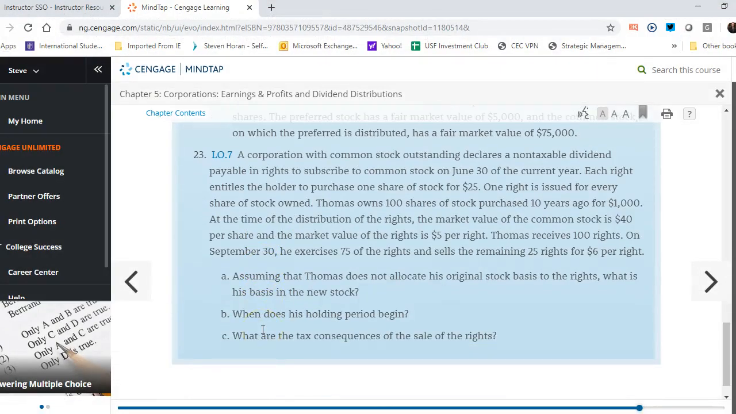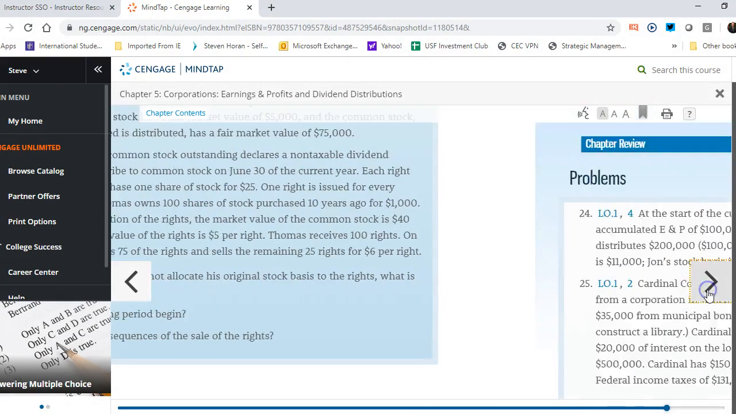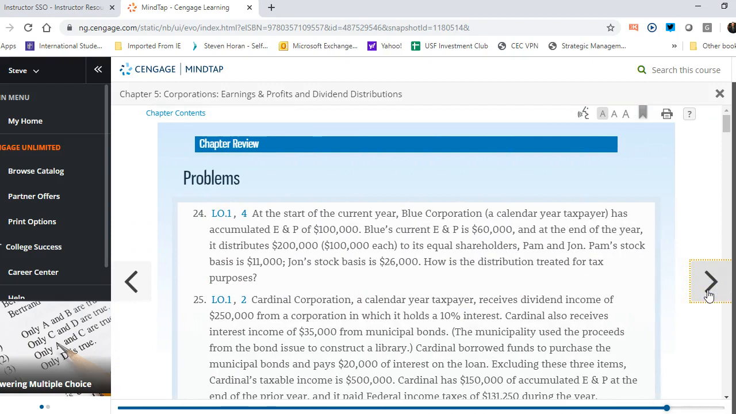Okay, question 23. Actually, we're not going to do 23. I'm going to do 24, which is a better one to do. So 24 will be the last one that we do. It says, at the start of the current year, Blue Corporation, a calendar year taxpayer, has a cumulative E&P of $100,000. Blue's current E&P is 60,000. At the end of the year, it distributes $200,000 to its shareholders, Pam and John. Pam's stock basis is 11,000, and John's is 26,000. How is the distribution treated for tax purposes?